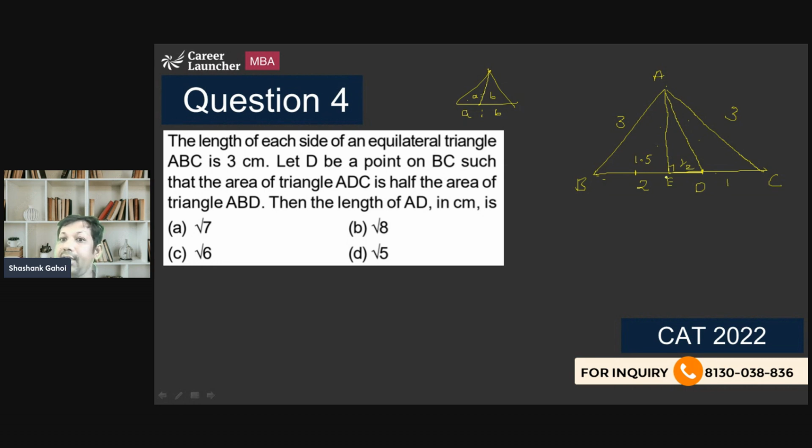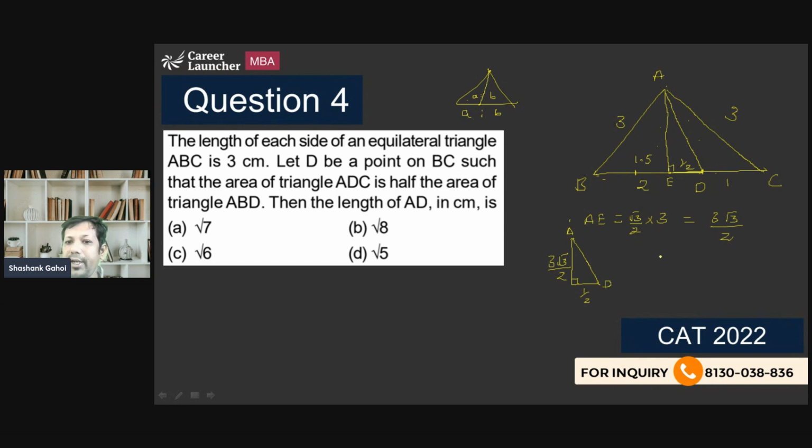AE is the perpendicular. So what is the length of the perpendicular? That is root 3 by 2 times A, where A is the side. So AE is equal to root 3 by 2 times 3, which comes out to be 3 root 3 upon 2. And ED is 1 by 2. So if I draw this triangle separately, this length is 3 root 3 upon 2, this length is 1 upon 2, and this is 90 degrees.